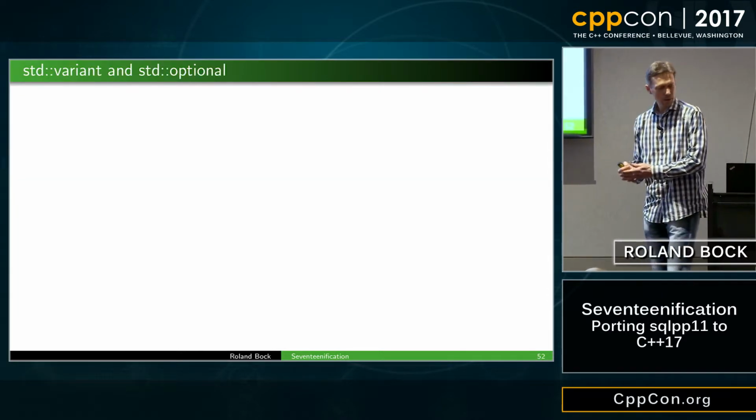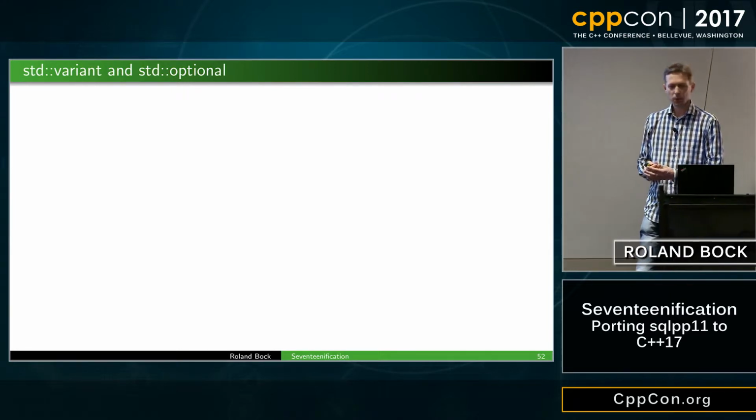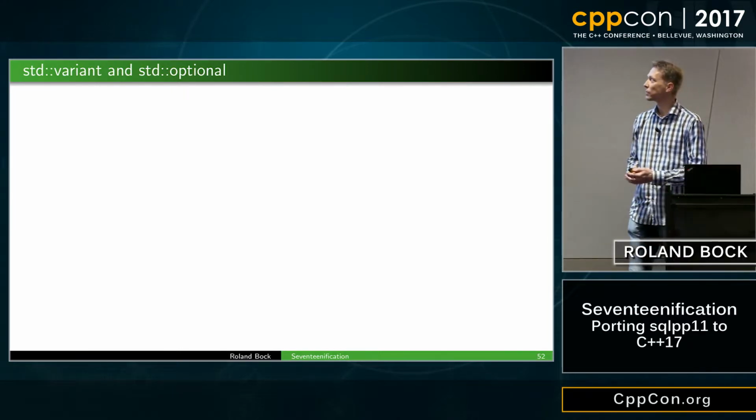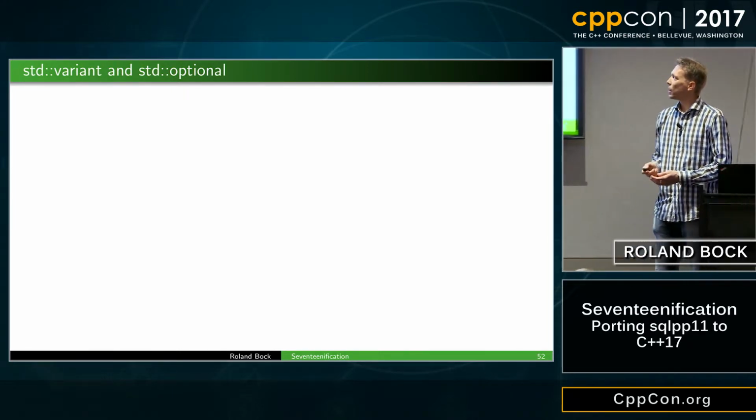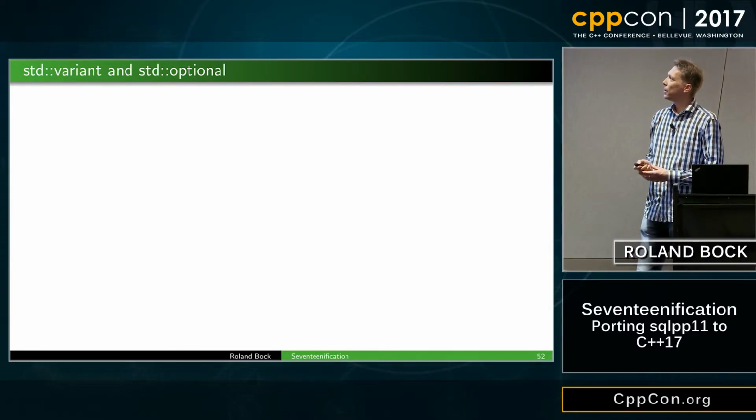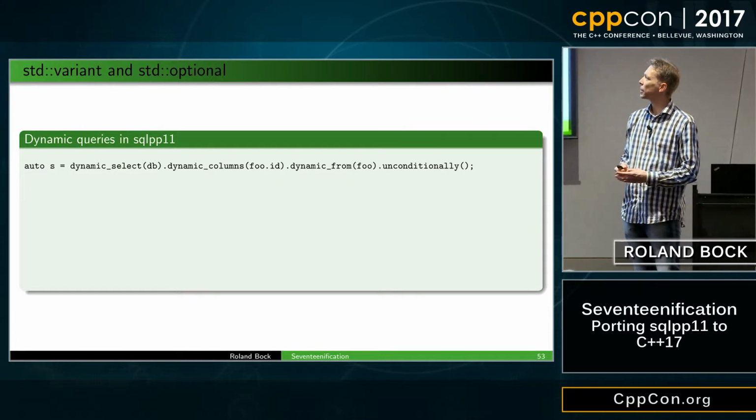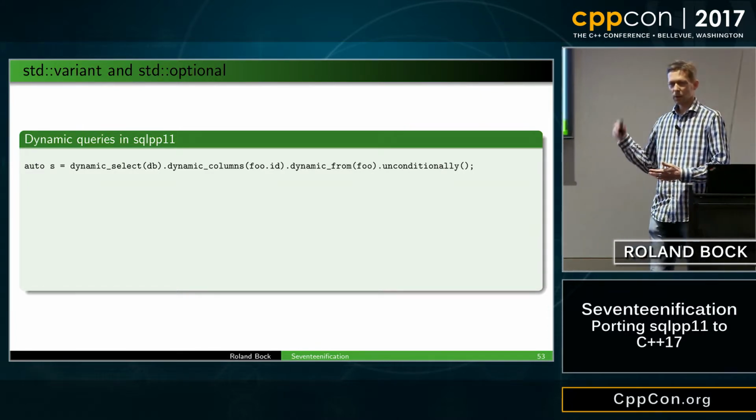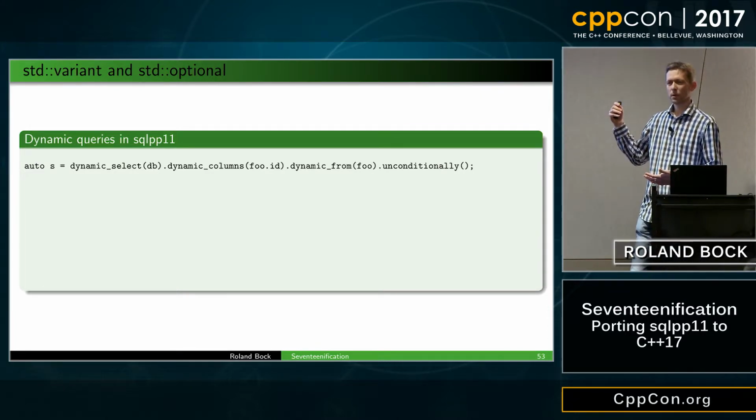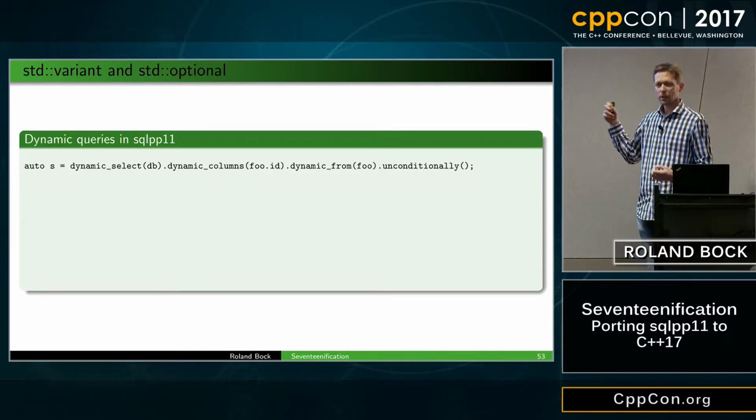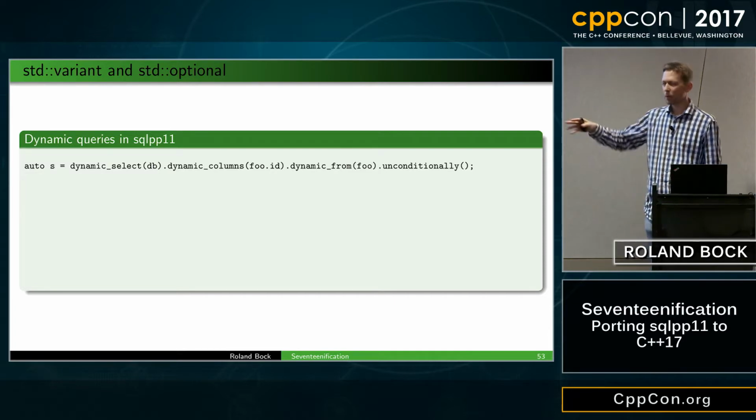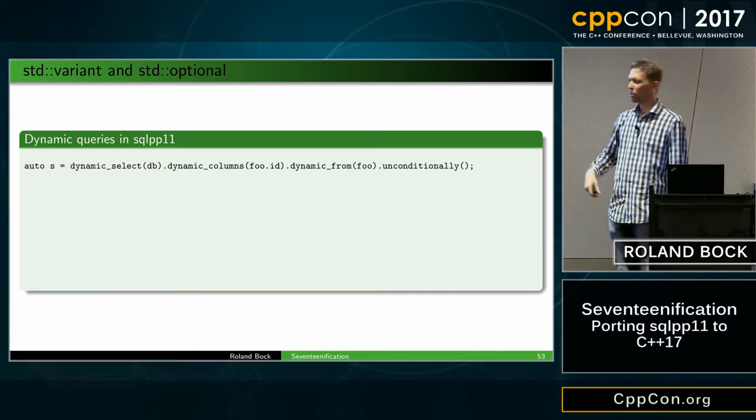The next two things are std::variant and std::optional. In order to see what I want to do, let's go with this. So all the examples that I've shown before were examples where the structure of the query is completely known at compile time. So every column is known, every table is known, everything.